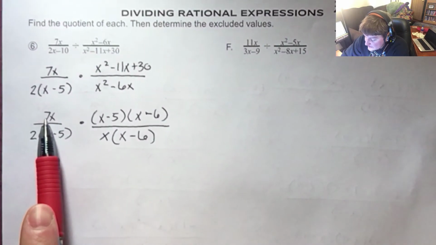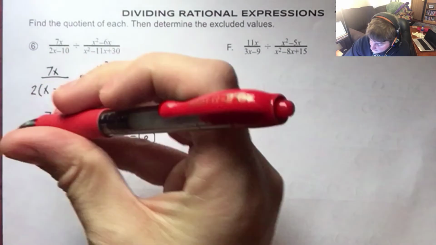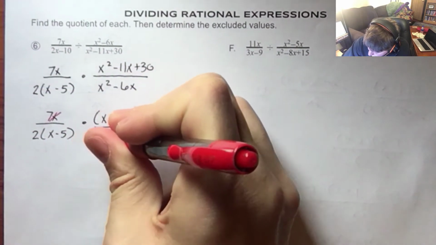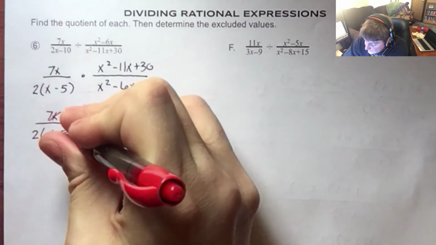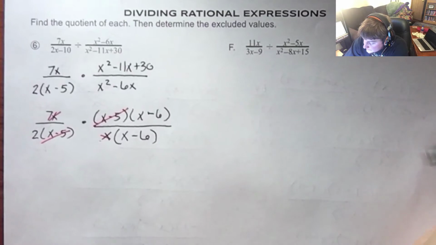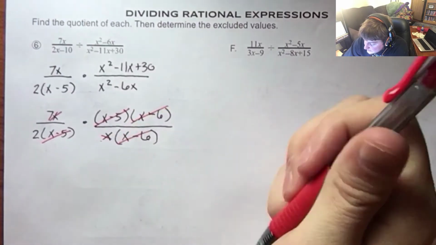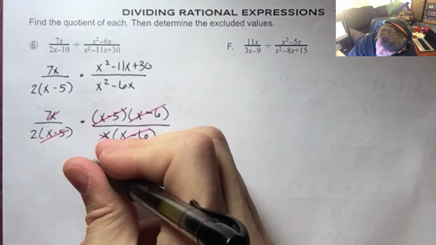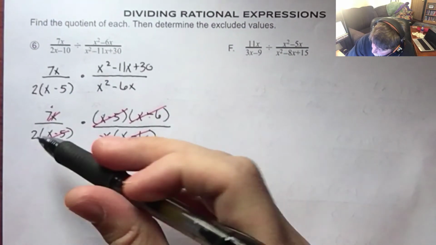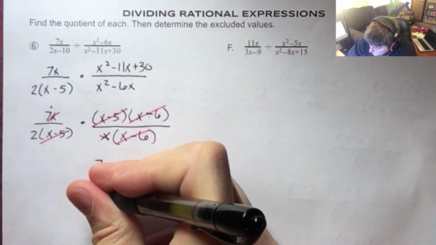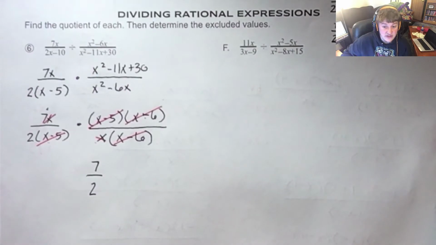Okay, so the factor of 7 cannot be canceled with this 2. There's a factor of x here, and there's a factor of x here. That can be canceled. Then I have a factor of x minus 5, and that factor of x minus 5 here. Those can be canceled. The x minus 6 factor here and the x minus 6 factor here can be canceled. So what am I left with? I'm just left with the 7 times 1 times 1 times 1, which is just 7, and then 2 times 1 times 1 times 1, which is 2. So this particular problem simplifies down into just a nice, neat fraction of 7/2.